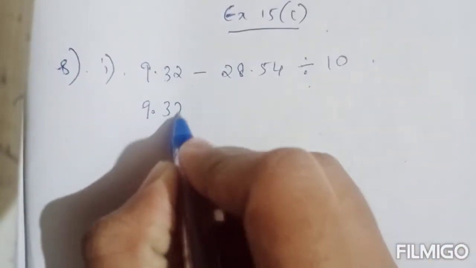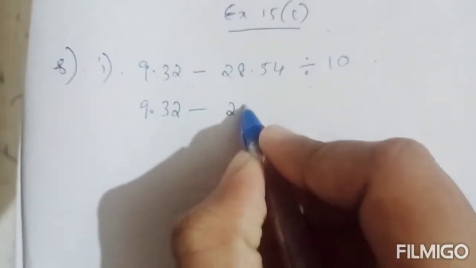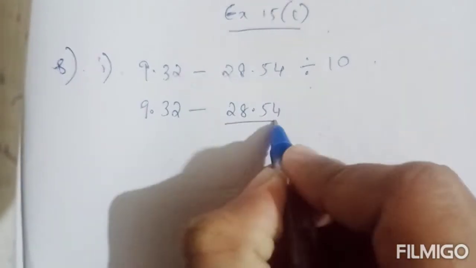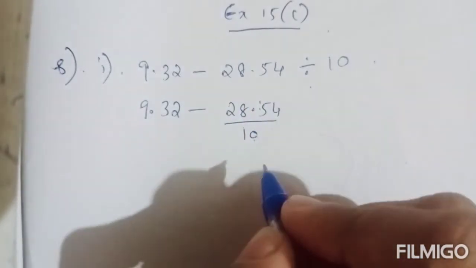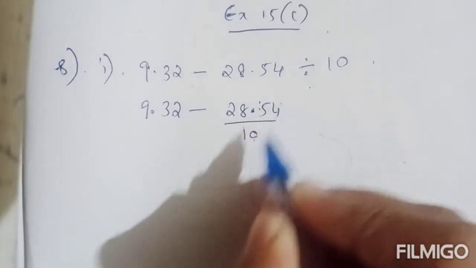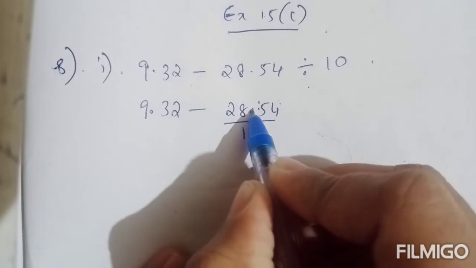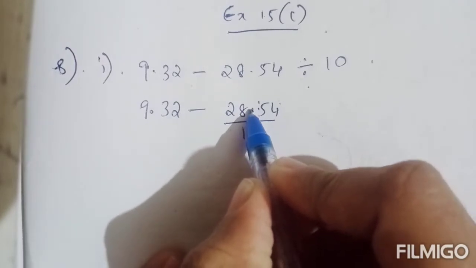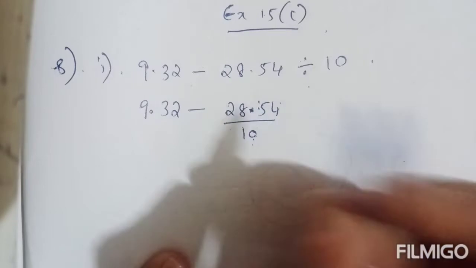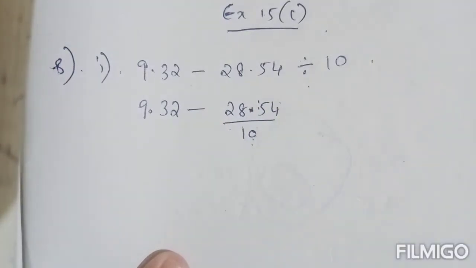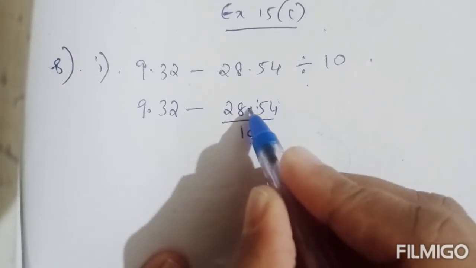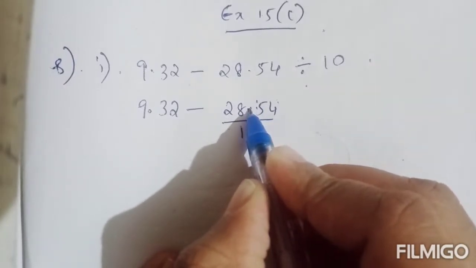So 9.32 minus 28.54 divided by 10. First we have to do this. So 28.54 divided by 10. Division by 10 it is. So decimal point will move one place to its left. Okay. In case of division, decimal point will move to left side, and in case of multiplication, decimal point will move to right side. So if it is divided by 10, decimal point will move one place to the left.